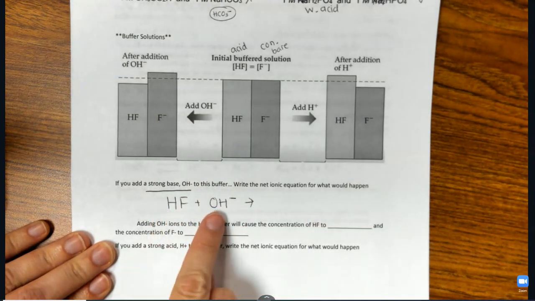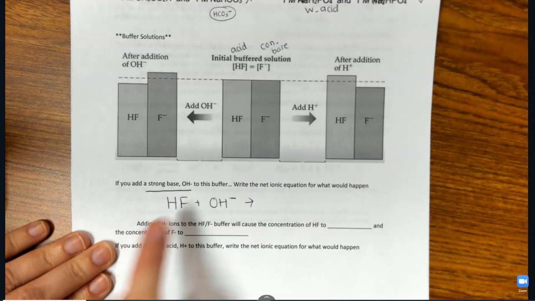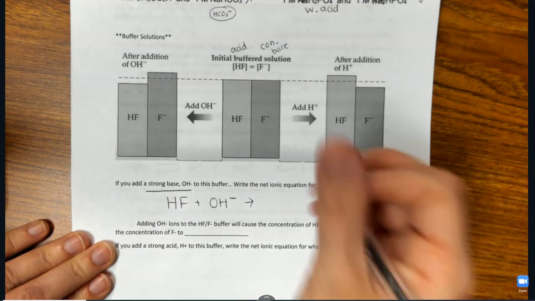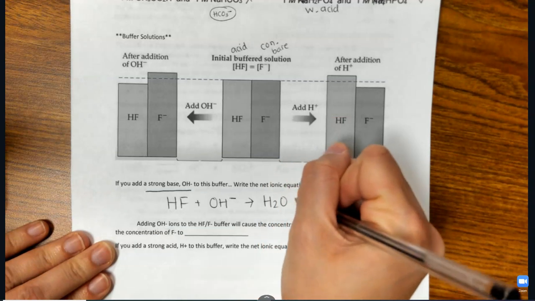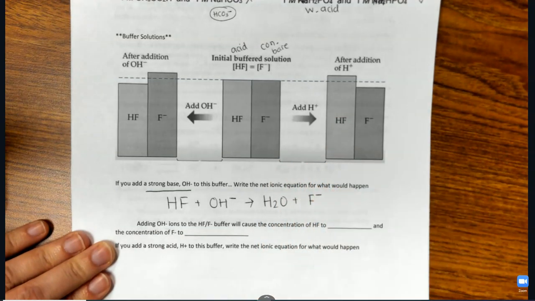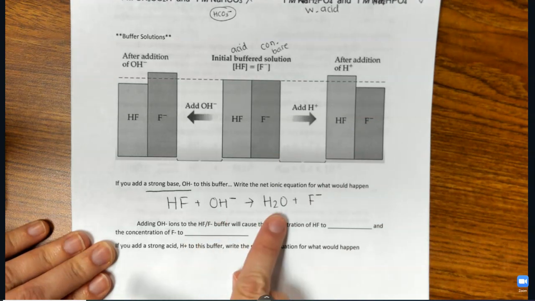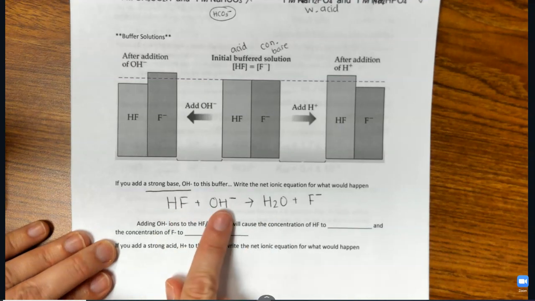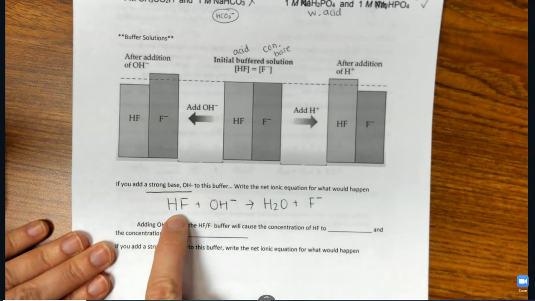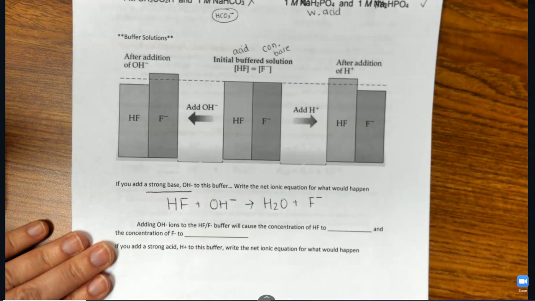Well, the base will neutralize the acid. Whenever you neutralize something, you make water. So it's going to make H2O and fluorine ions. And so I've added in a base, and I make water. And making water does not change the pH. So even though you added a base, it gets neutralized by this acid, no pH change. That's why it's a buffer.